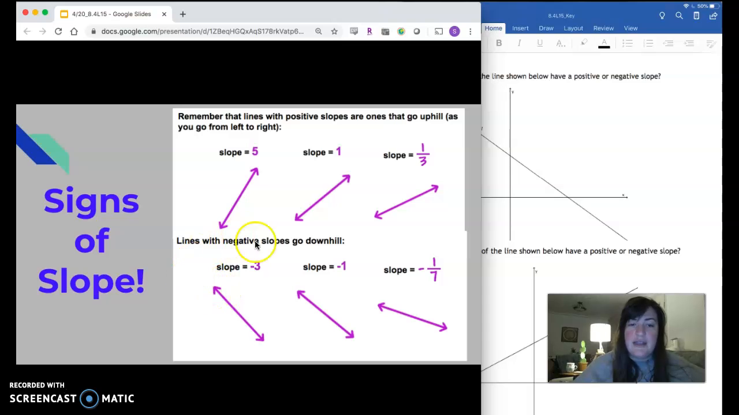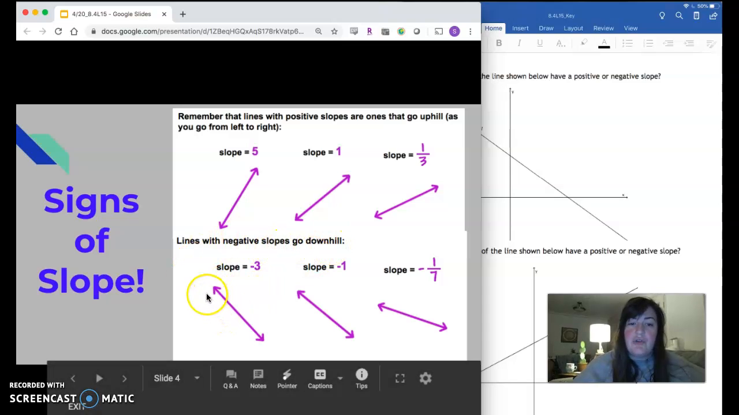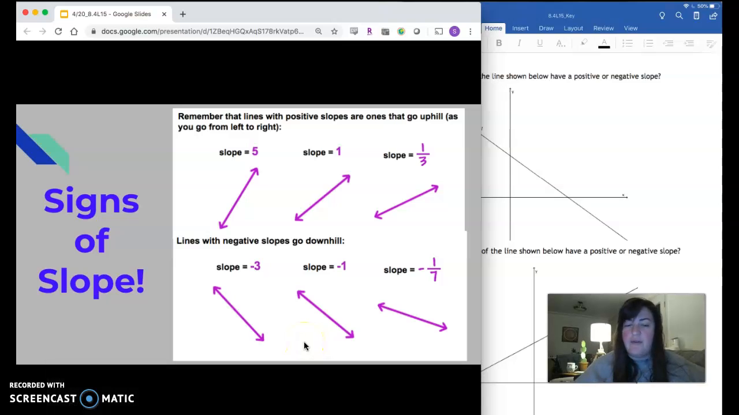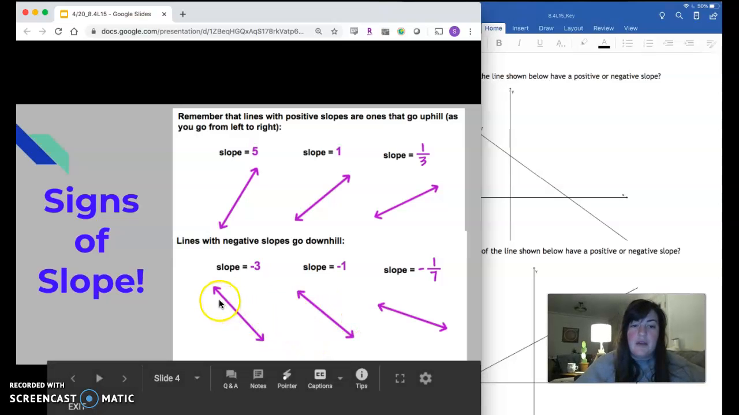All right, so let's look at negative slopes. As our x increases, our y decreases, decreases, decreases. So these are all negative slopes, and they're going down if you read from left to right. And these numbers also show how the steepness is affected. So a -3 slope is a lot steeper than a -1/7.